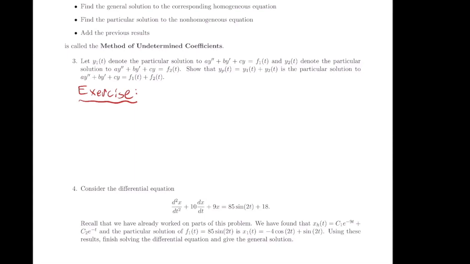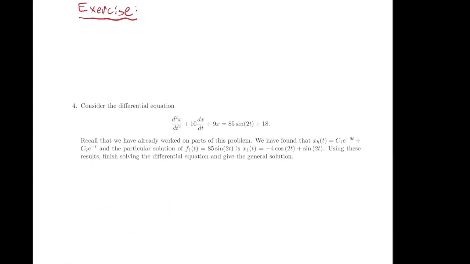And Professor, you mean when we find the particular solution for each, we just act as if the other one isn't there? Like if we're trying to find the 85 sine 2t, we just act like 18's not there, find that particular solution, and then at the end, sum them? That's right. Yeah. Okay, thank you. Yep, and we'll summarize that right now in question 4.